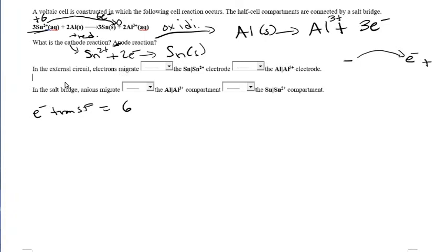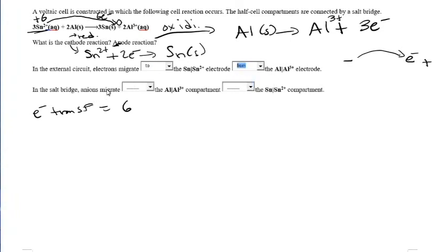Now let's look at the next question. In the external circuit, electrons migrate from, let's take a look at this menu. It says from or to the tin electrode. Now we said that the tin electrode was the cathode, right? So remember, electrons want to go from negative to positive, cathode is positive, and therefore it wants to move to the tin electrode. Or you can think of the tin electrode as being reduction, and therefore the electrons go there to reduce it. And then it says this is going to be from the aluminum electrode.